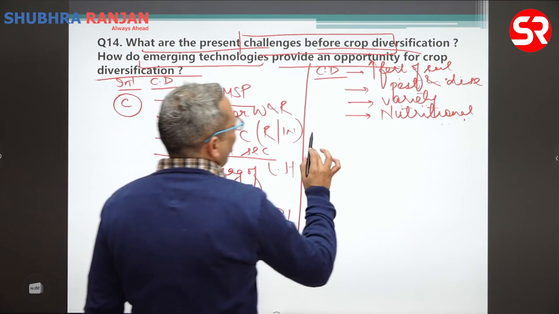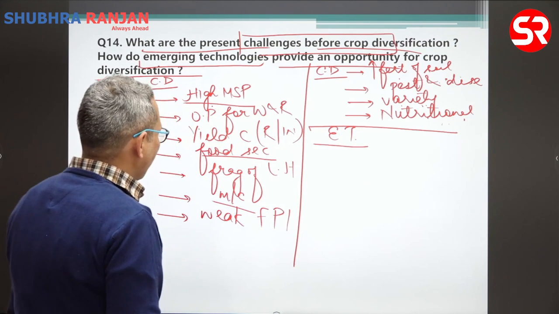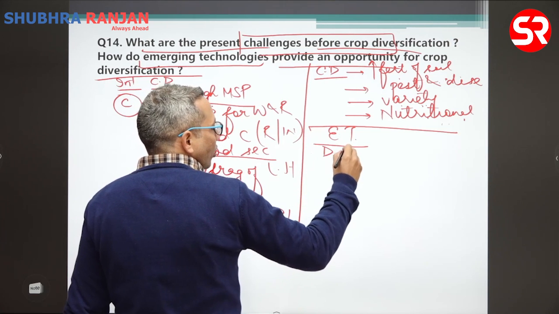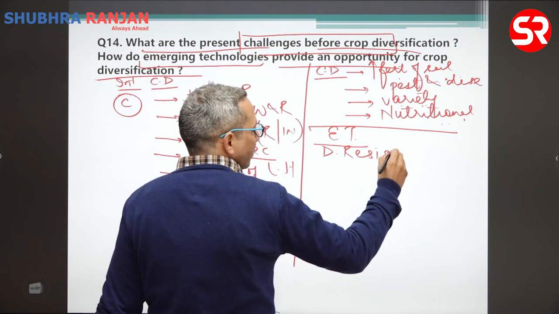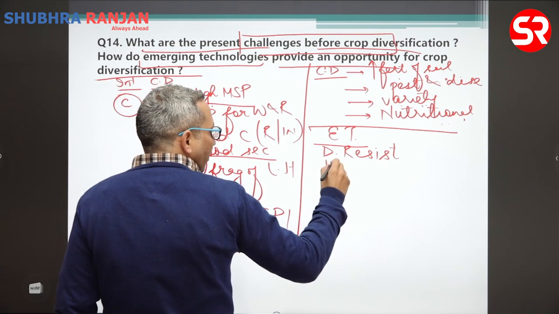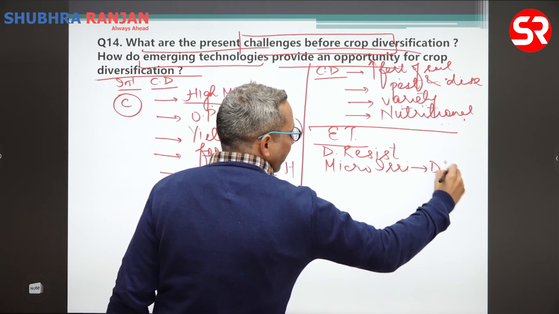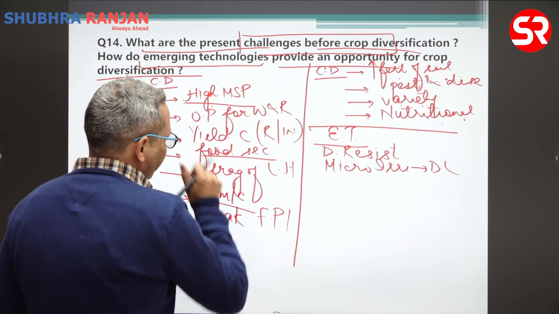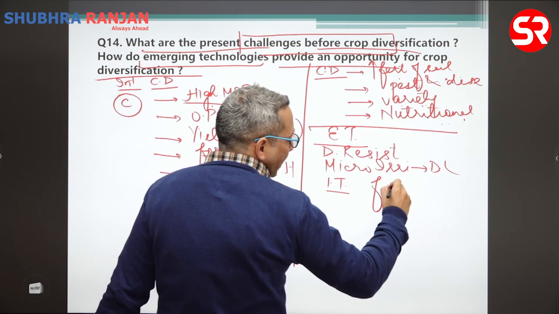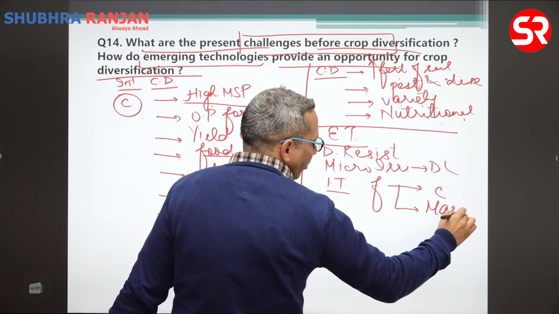And then we'll tell how emerging technologies can help in crop diversification. First, because of technology, we can produce drought resistant varieties. Then technologies enable micro irrigation, which will help us in dry land farming. Then, using information technology, the farmers can directly connect with the customers. The farmers can find more markets.